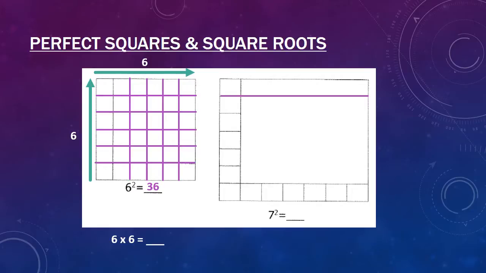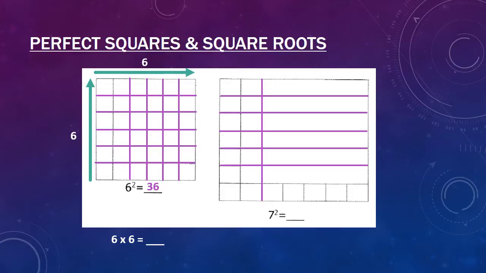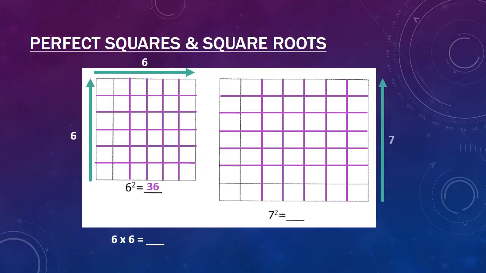For the last example, we're going to continue drawing those shapes in, and we would get a square that is 7 units tall and 7 units wide, which means we're going to take 7 times 7 to find the area. We shorten that notation by saying 7 squared, and we know that 7 times 7 is 49.